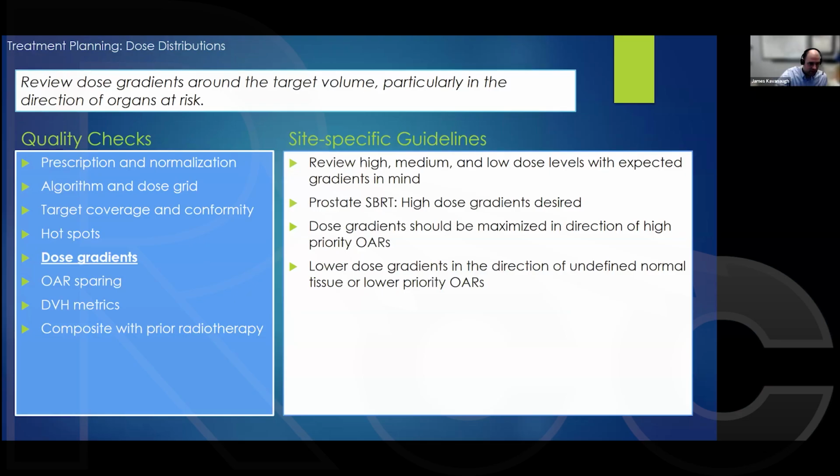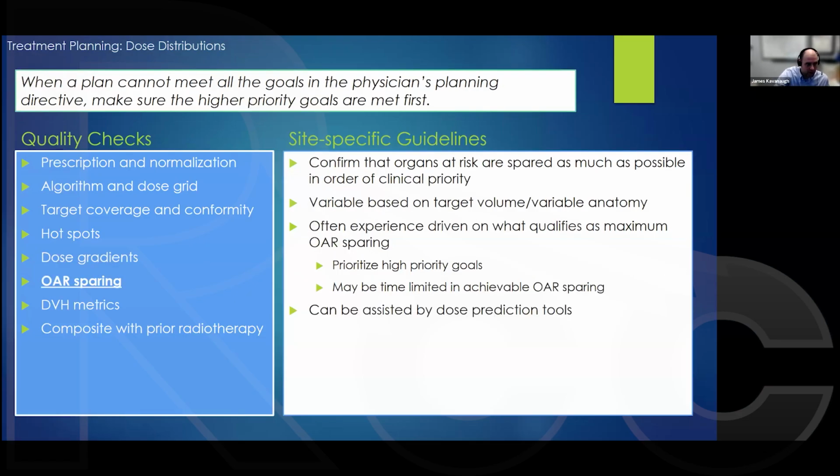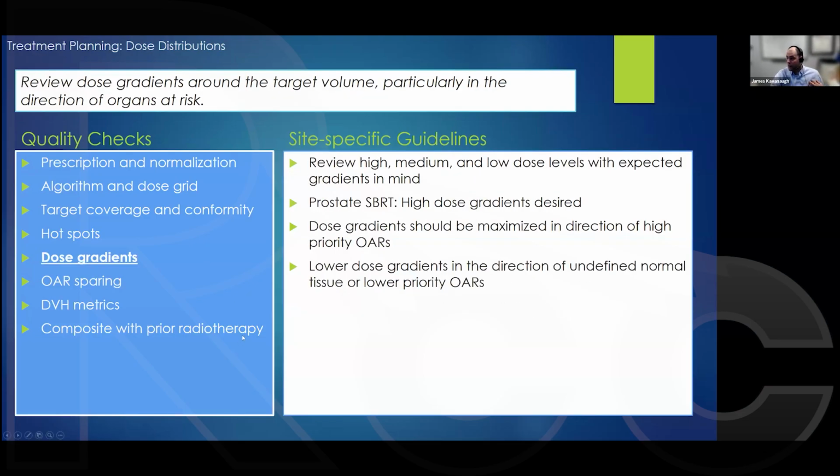All right, my mouse has stopped scrolling. There we go. All right, we'll talk about some more on the dose gradients.